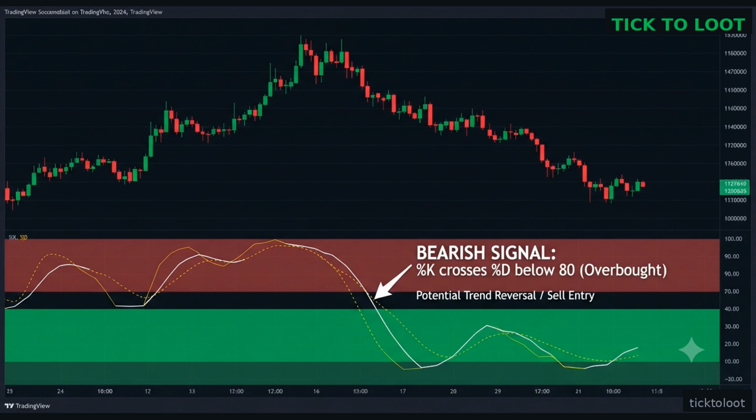analysis. On the other hand, a bearish signal is generated when the %K line crosses below the %D line while in the overbought zone, above 80. This indicates that the market is due for a potential reversal to the downside. It's like a red light saying sell now. Again, it's crucial to combine this signal with other forms of analysis to confirm the trade.